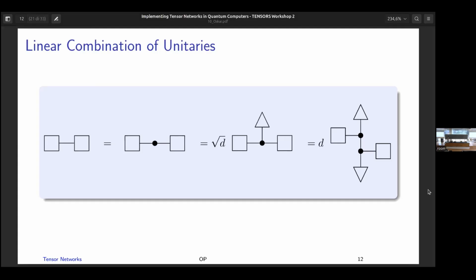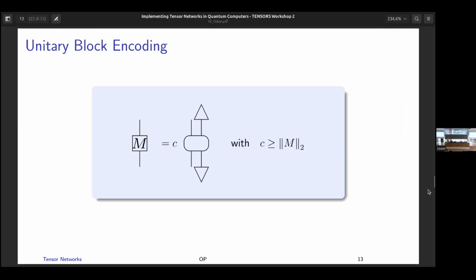Now we still have squares, and we don't like squares because unitaries in the way I wrote them have rounded edges. So we need a way to round these edges, and this is done using unitary block encoding. This is very simple. Any matrix can be block encoded in a bigger unitary in this way: we just make the matrix bigger, add two legs, a state preparation, and a projective measurement.